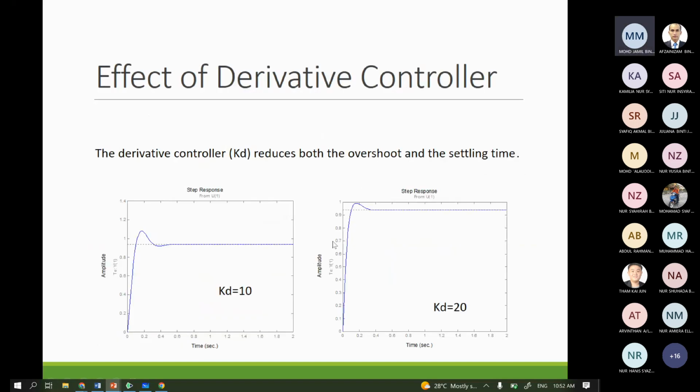So here are the effect of choosing different Kd value. So if you use Kd equals 10, you get overshoot about 1.1. And if you increase Kd equals 20, the overshoot is reduced more. But you can see that the steady state error, the steady state value is about the same, 0.9 something. So it doesn't affect steady state error. It only reduce overshoot and also settling time.